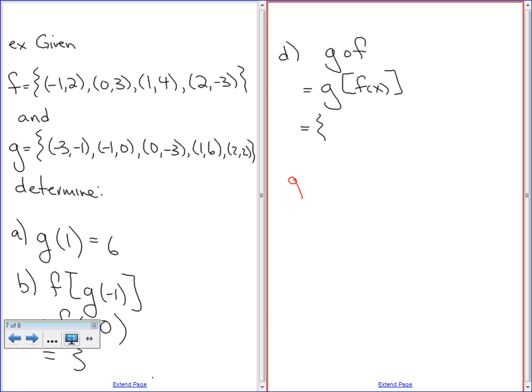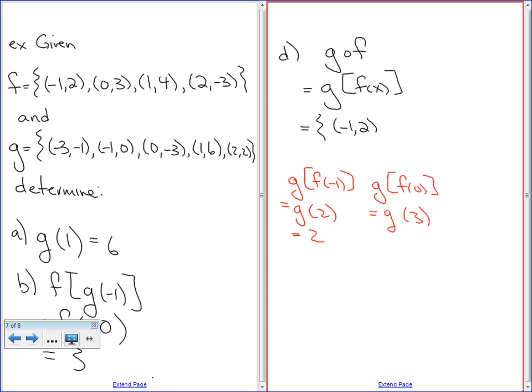So it would be g evaluated at f at -1, because that's my first x value. f at -1 is 2. g at 2 is 2. So my first point is -1 and 2. Then I move to my next value, which is 0. f at 0 is 3. g at 3, there isn't one, so I can't do it. Does not exist.